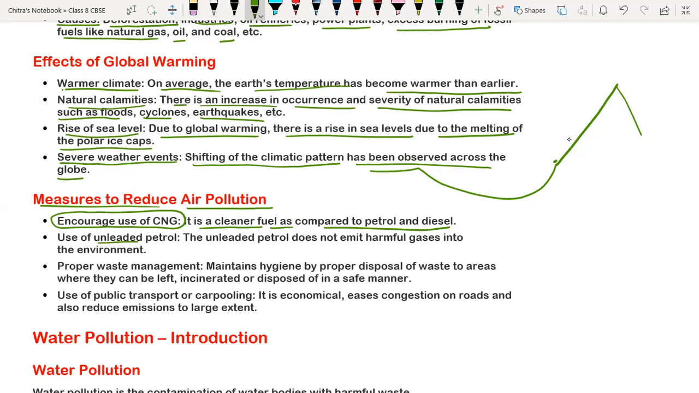Use of unleaded petrol. Unleaded petrol does not emit harmful gases into the environment. Proper waste management must be there so that we can maintain hygiene by proper disposal of waste in areas where it can be left.